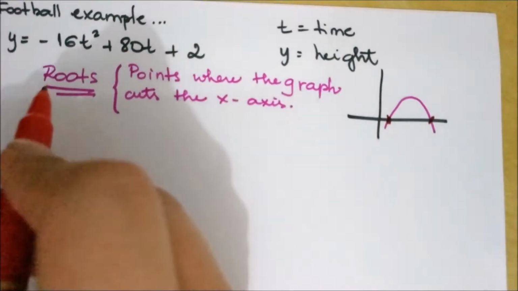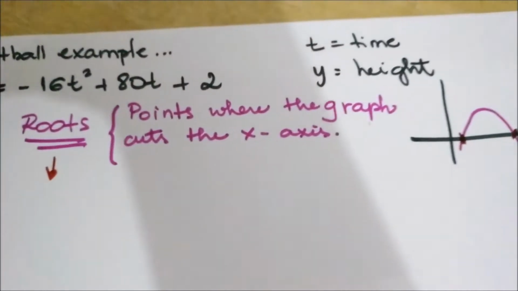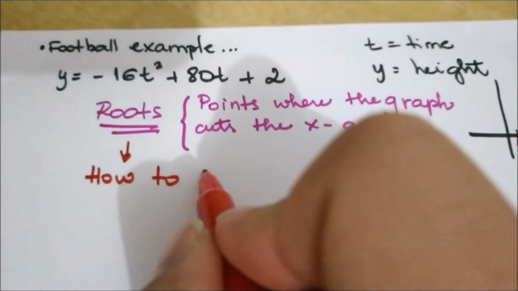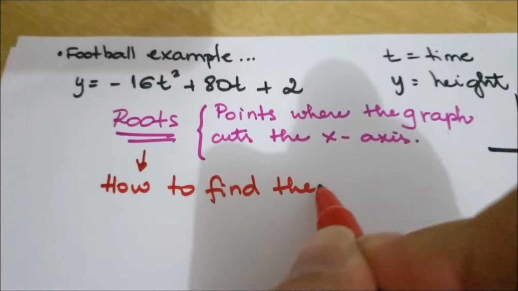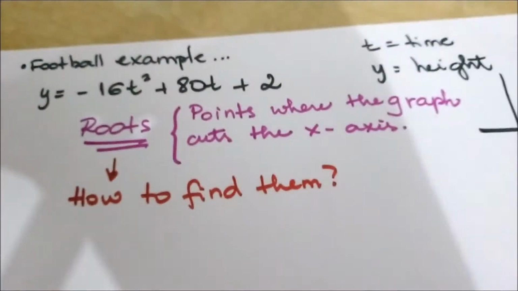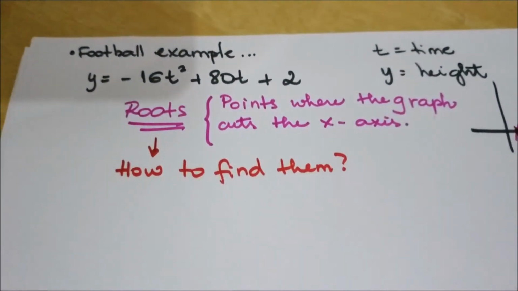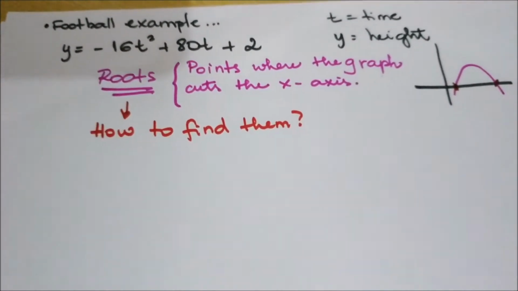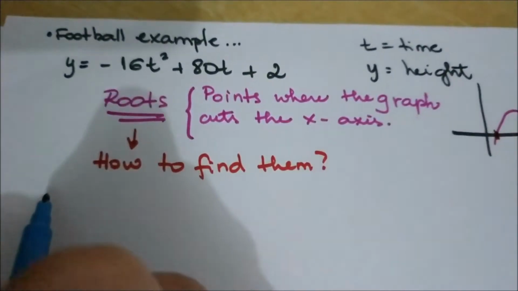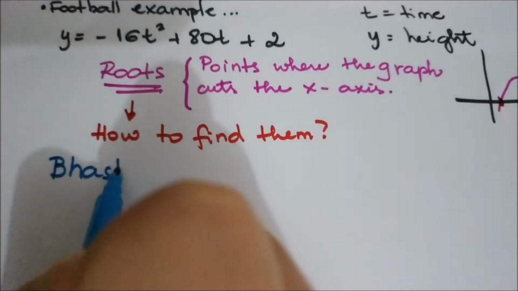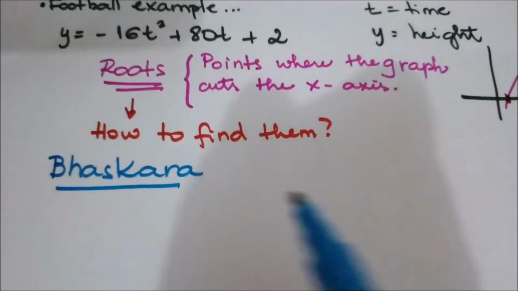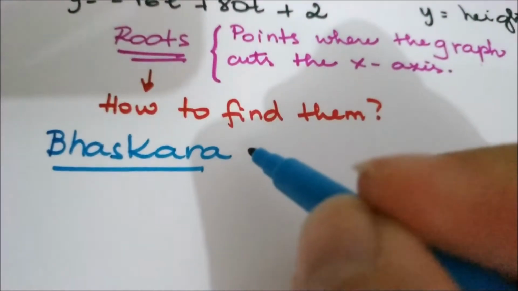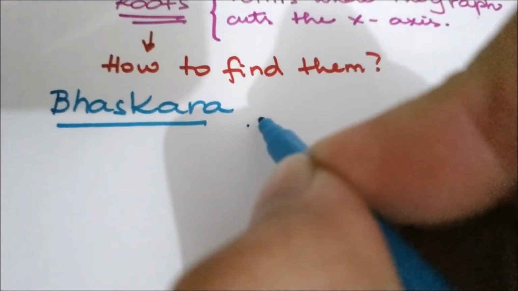How do I find them? That is what we are learning today. I'll give you a hint. Guessing is not going to help you. We cannot guess anymore. For this, we're going to use something that was named after Bhaskara, who was a mathematician. All right, we use the formula of Bhaskara, and Bhaskara again, it's a formula, so you're going to have to memorize it.